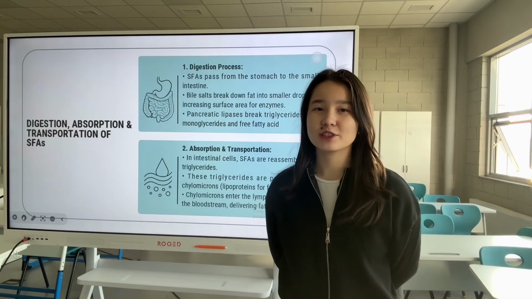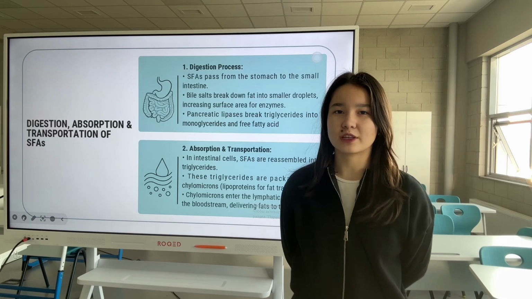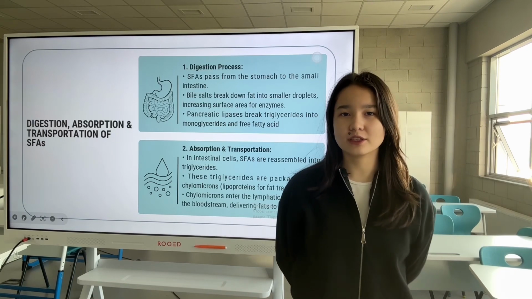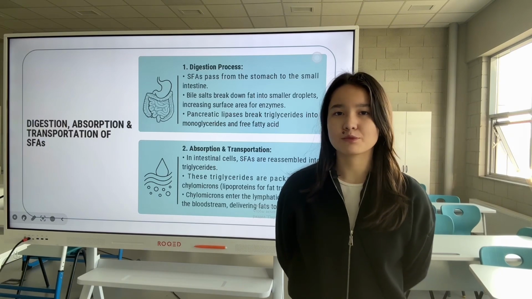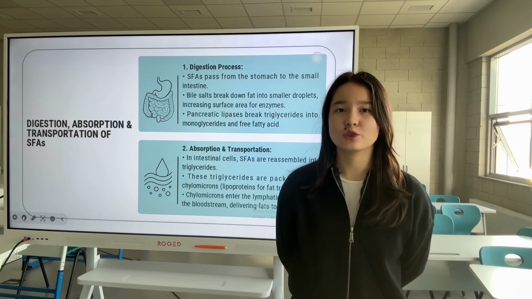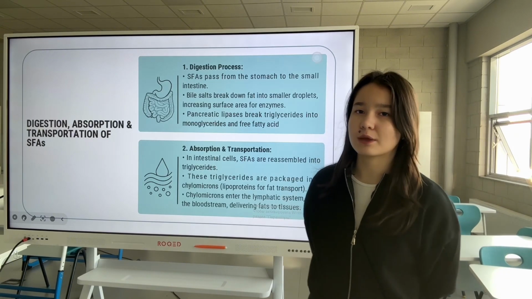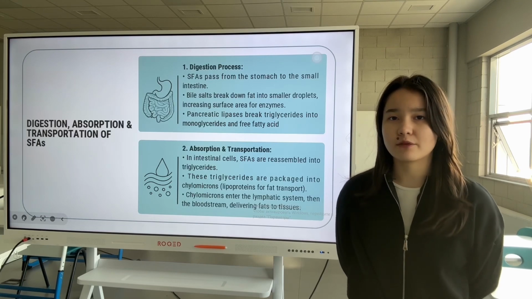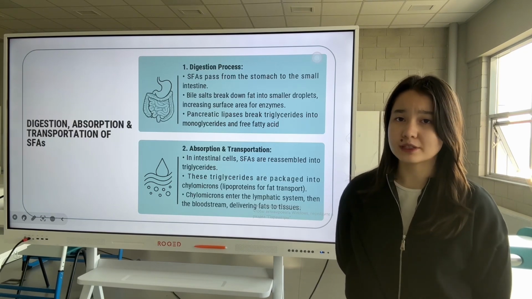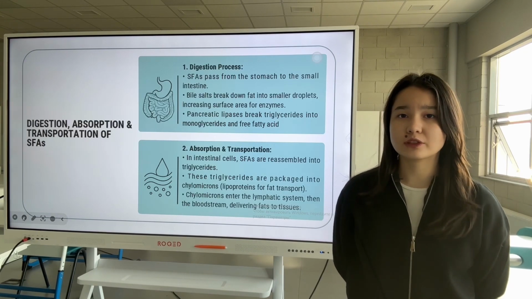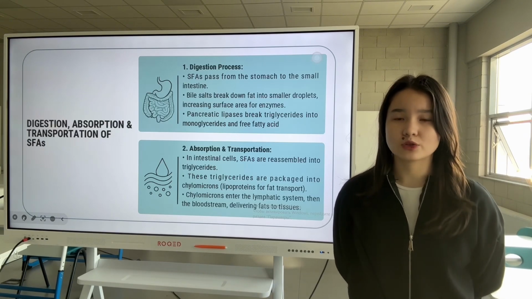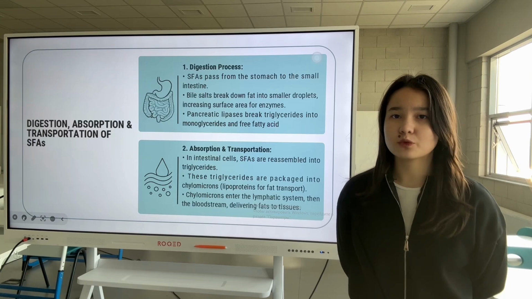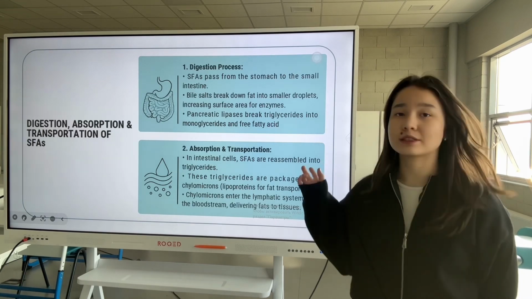The journey begins with digestion. When we consume foods containing saturated fatty acids, they enter the small intestine. Here, bile salts, acting as emulsifiers, break down large fat globules into smaller droplets. This crucial step increases the surface area available for pancreatic lipase, the enzyme responsible for cleaving triglycerides into monoglycerides and free fatty acids, including our saturated fatty acids. These breakdown products are then absorbed by the intestinal cells.